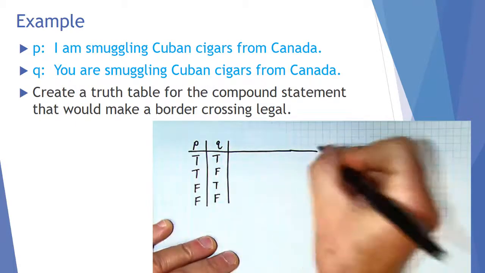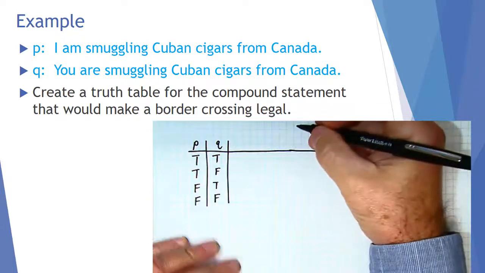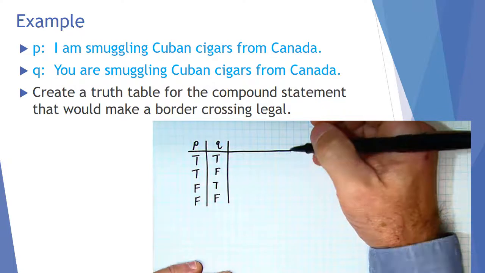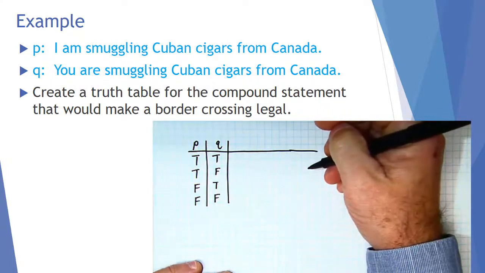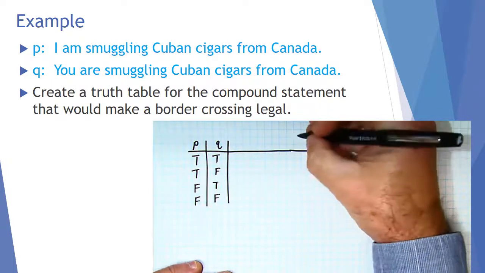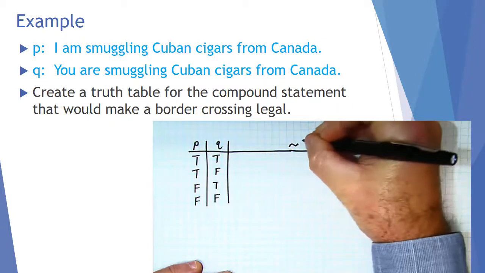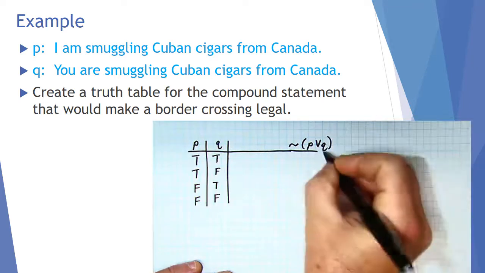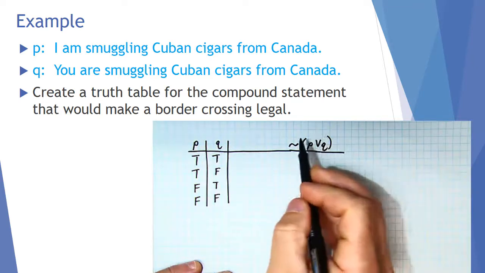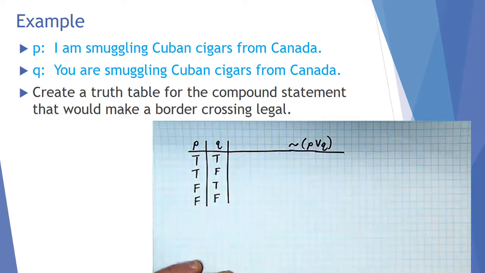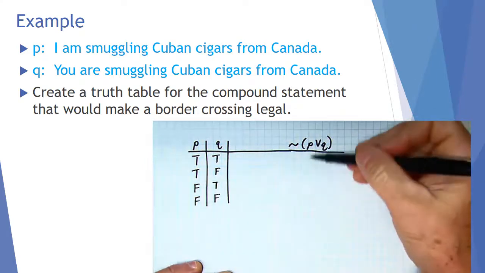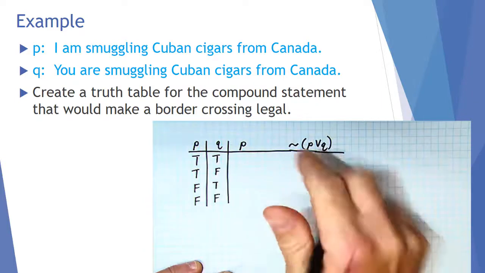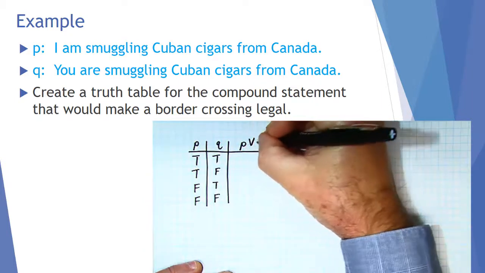Now, we want to get to the compound statement that makes a border crossing legal. And I think that you would agree that it will be legal if neither of us are smuggling Cuban cigars from Canada. That is to say, it is not true that P or Q is true. That is to say, we do not want you or I to be smuggling Cuban cigars, but we can't quite build that column yet. Before we can build the column for not (P or Q), we have to build the column for P or Q.